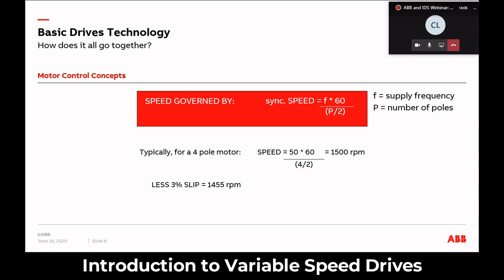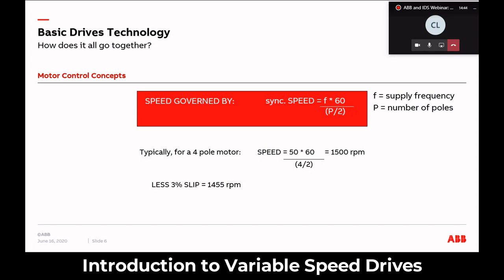So for example, if we take a typical 4-pole motor, you can see in the equation that we've got a supply frequency of 50, because it would typically be connected in the UK, times 60, and then we divide that by 4 over 2. So it's the 4 poles divided by 2, and that gives us a synchronous speed of about 1,500 RPM. In an ideal world you'd like to have that speed, but because of the losses involved with those motors, you're going to have that slip.